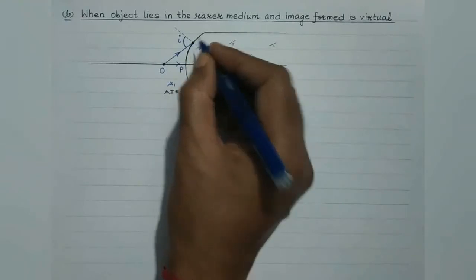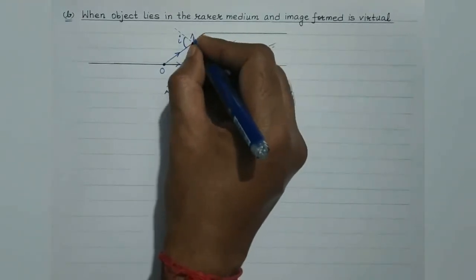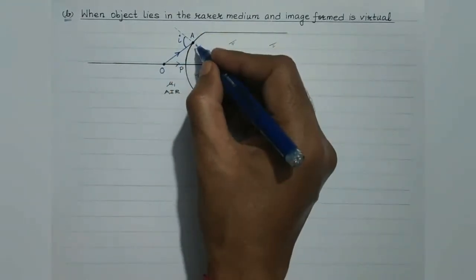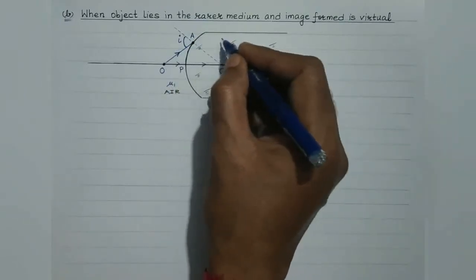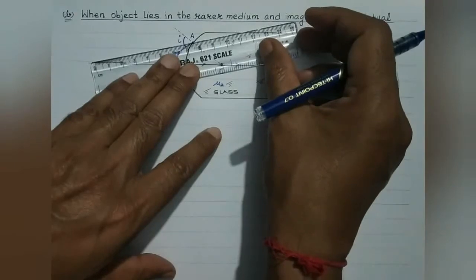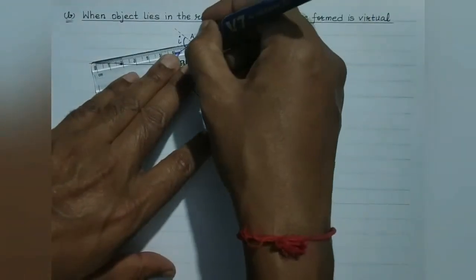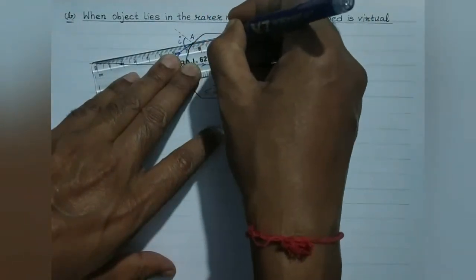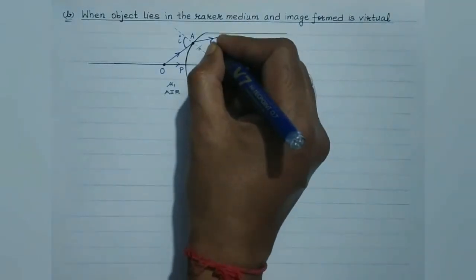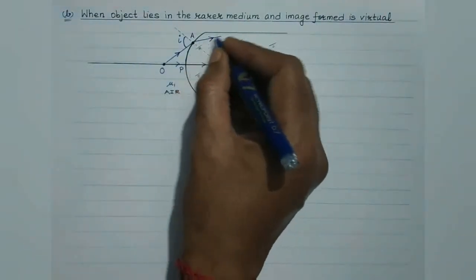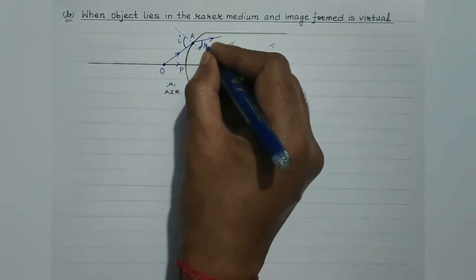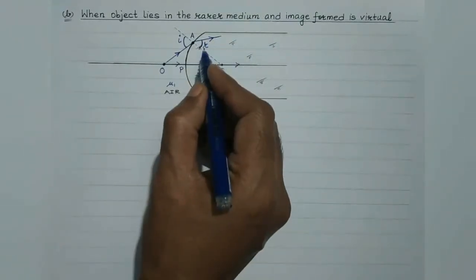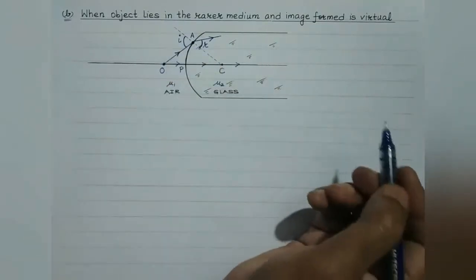Now here students, at this point, suppose this is point A, the ray is traveling from rarer to denser. So it will bend towards the normal obviously. So it will be like this. This is the refracted ray. And the angle which this refracted ray makes with the normal is the angle of refraction. Now here the angle of refraction must be smaller than the angle of incidence in the rarer medium.